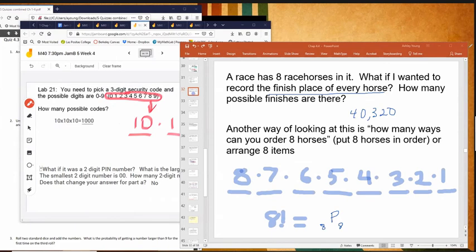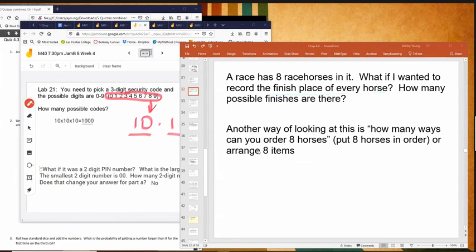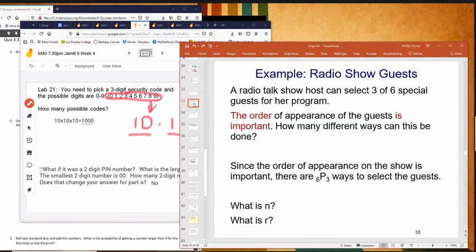Let me clear that, and move on to the next one. Oh yeah, so here's an example. Let's get a reader. Hunter, go ahead and read for us.